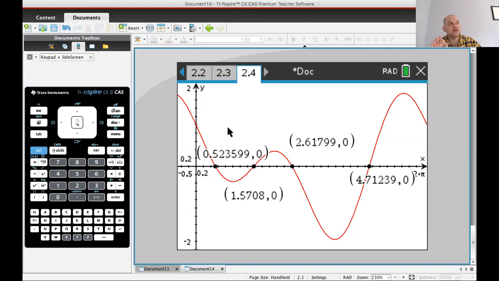I should say 1.571, I guess, because of correct rounding to 3 places. Derivative goes negative to positive. Function will have a relative minimum. At 2.618, the derivative is changing from positive here to negative here, which means that the function will have a relative maximum.